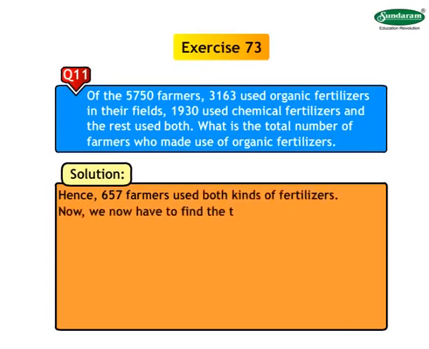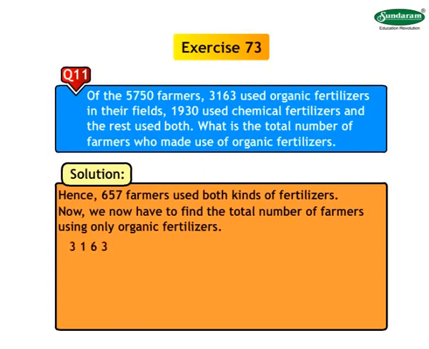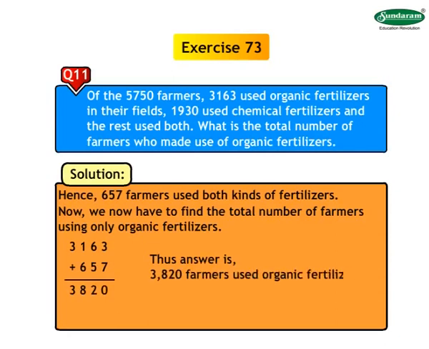Now we have to find the total number of farmers using only organic fertilizers. Therefore, total number of farmers using only organic fertilizers is equal to 3163 plus 657 is equal to 3820. Thus, answer is 3820 farmers used organic fertilizers.